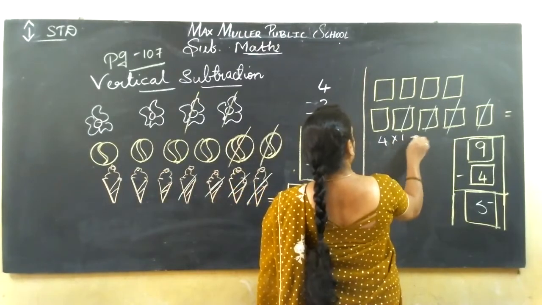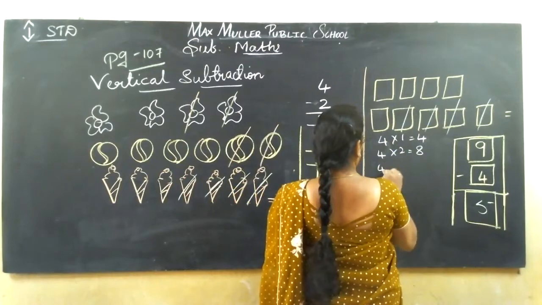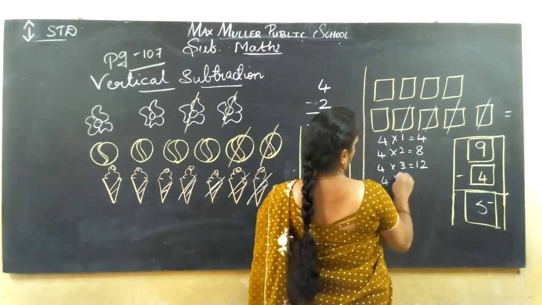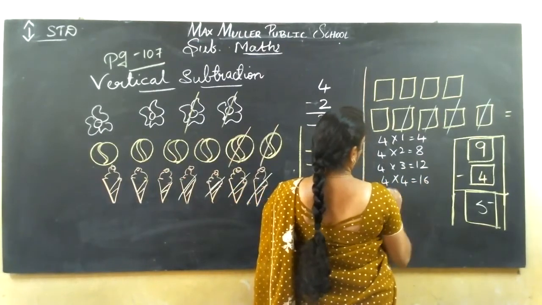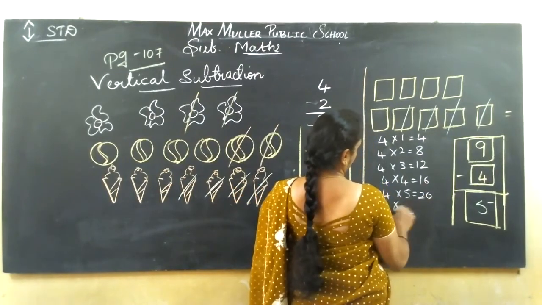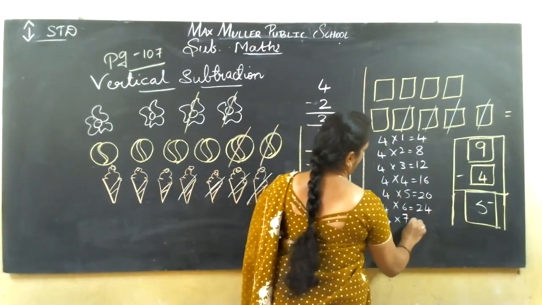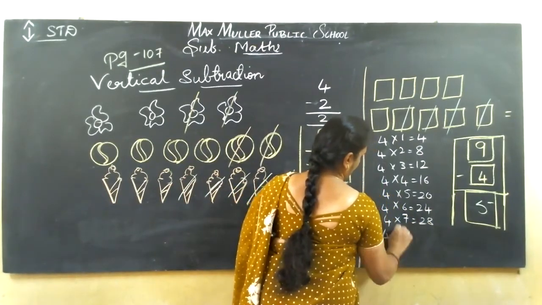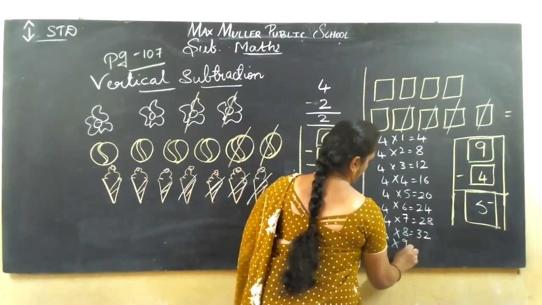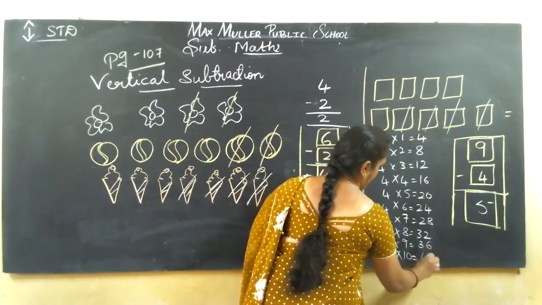Next, say 4 ones. 4 ones are 4. 4 twos are 8. 4 threes are 12. 4 fours are 16. 4 fives are 20. 4 sixes are 24. 4 sevens are 28. 4 eights are 32. 4 nines are 36. 4 tens are 40.